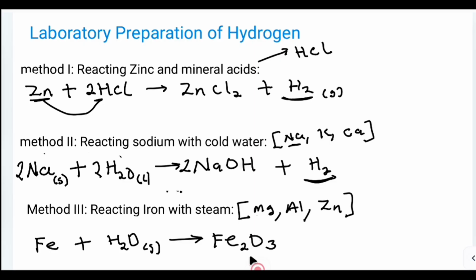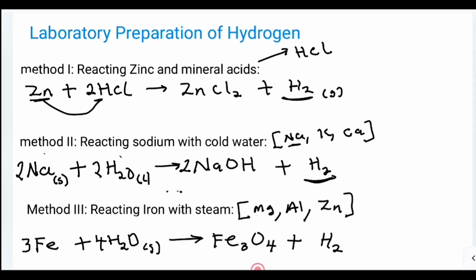Fe2O3. Okay, no. I'm going to create Fe3O4 plus H2. And to balance that, I think I should put a 4 here because of this 4 oxygen. And then I'll have a 3 here. So there you have it. 3 ways of preparing hydrogen in the lab.